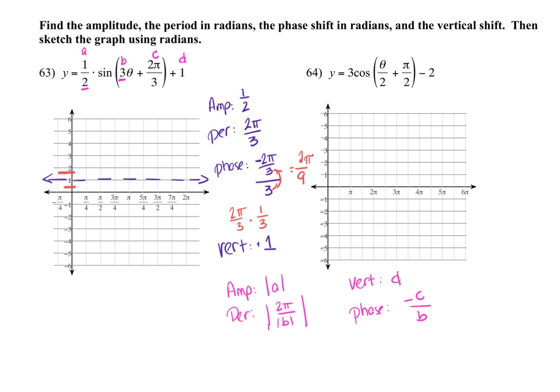My phase shift, because it's negative C over B, is actually going to go left. 2/9 is a pretty small shift, so I'm just going to estimate that I'm about right here. All right? My period was 2 pi over 3. So the easiest thing to do is to say 0, where would 2 pi over 3 be? That's 2/3 pi, and so 2/3 pi is going to be somewhere in here.